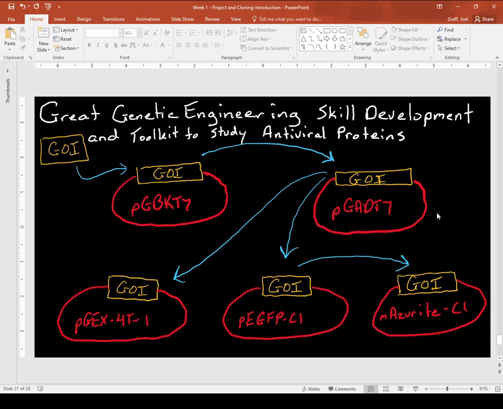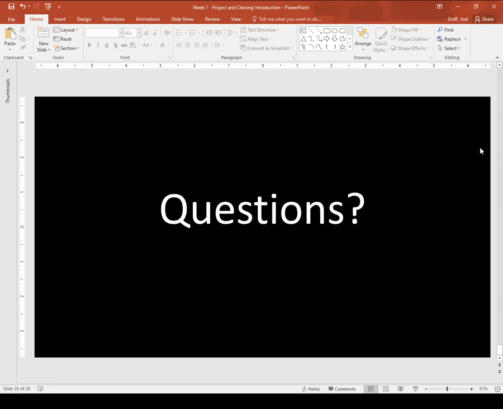So again, why do we do all this? It's going to provide students in the lab with great genetic engineering skills, and we're also building a toolkit so that we can study antiviral proteins.